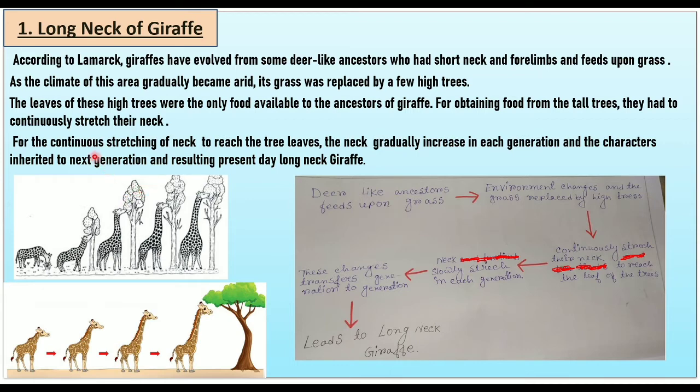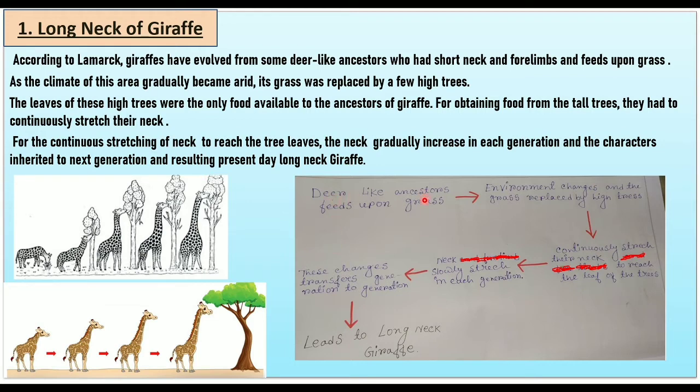For the continuous stretching of the neck to reach the tree leaves, the neck gradually increases in each generation and the characters are inherited by the next generation, resulting in the present-day long-neck giraffe. So they stretch their neck to reach these leaves. In every generation, these characters are transferred, resulting in the present-day long-neck giraffe.